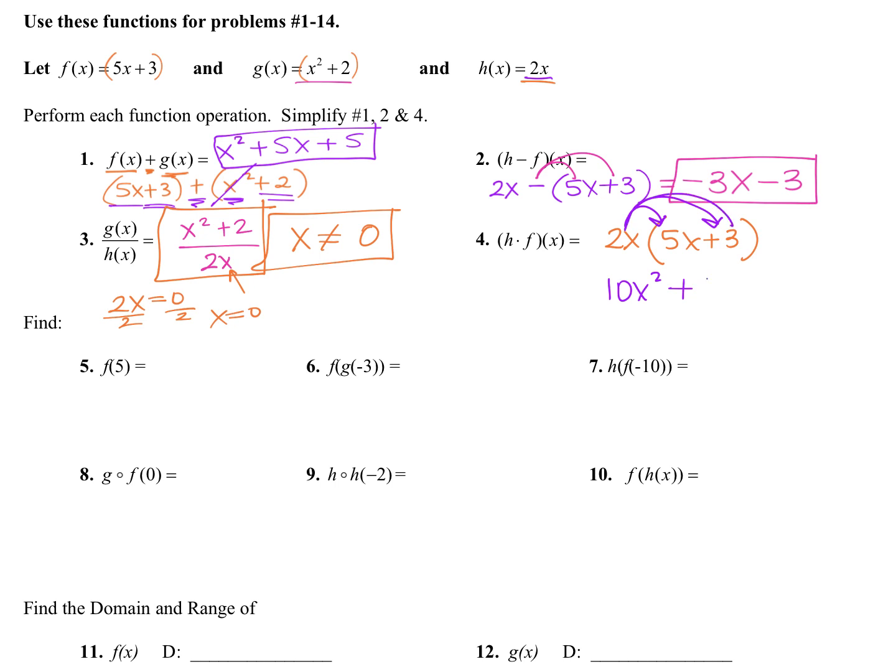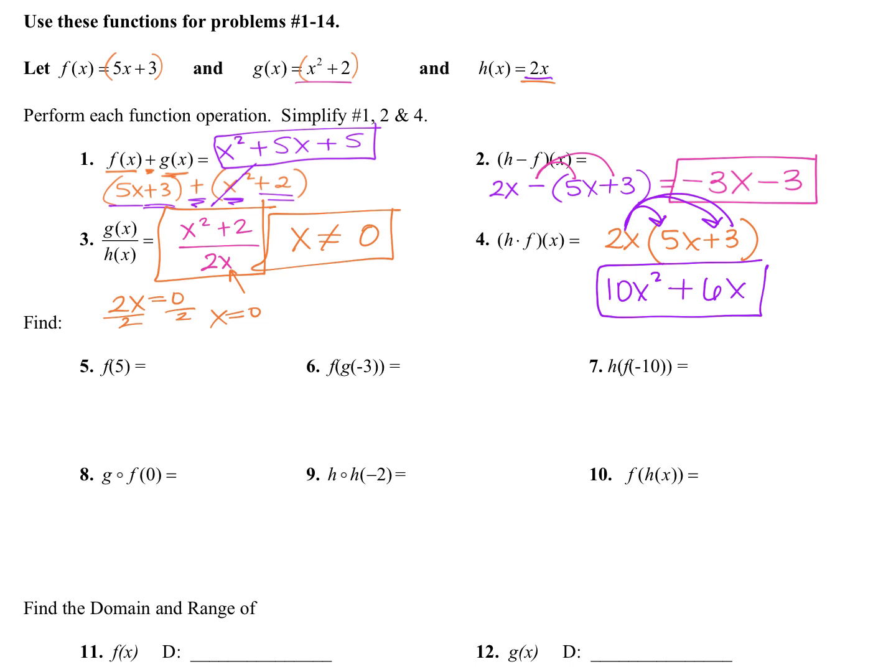plus 6x. Some of you on the quiz tried to simplify that by dividing by 2 and calling it 5x squared plus 3 or 5x plus 3, dividing by 2 and taking the x away. You can't do that, okay? This is not set equal to something right now. If you can do something to both sides of an equation, then sure. But this is just an expression. You can't simplify it, okay? Okay, questions on those?